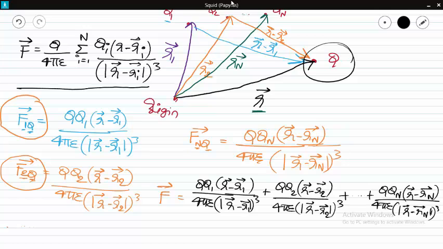Coulomb's law tells us how much force a charge experiences due to another charge in the vicinity. If you would like to find the electric force per unit charge, that is called electric field intensity. We'll discuss more about electric field intensity in the next class.